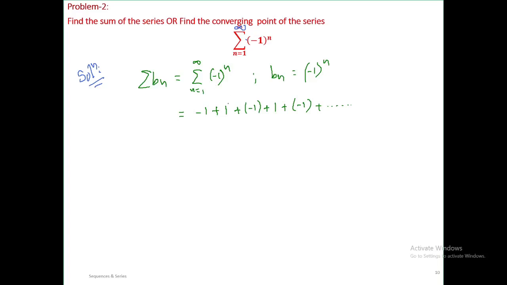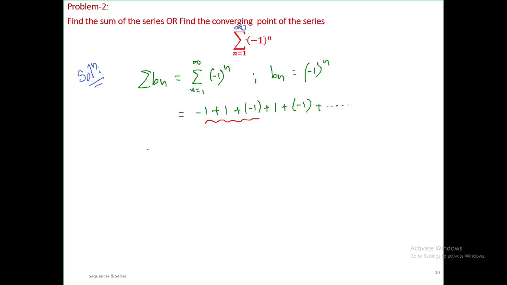If you take an odd number of terms, let's say n is 3, the first 3 terms, then what will you get? Minus 1 plus 1 cancel, only minus 1 will remain. If I take 5 terms, an odd number of terms, the first cancels with the second, the third cancels with the fourth, therefore the fifth one will remain, minus 1. So if you take an odd number of terms, you will get minus 1. If you take an even number of terms, you will get 0. That means you are getting 2 kinds of sums, so here you are unable to find the sum.